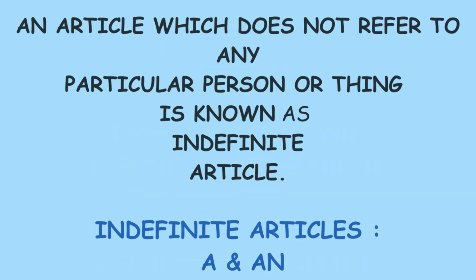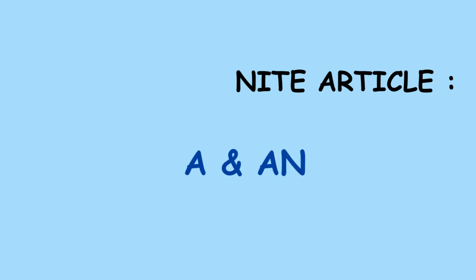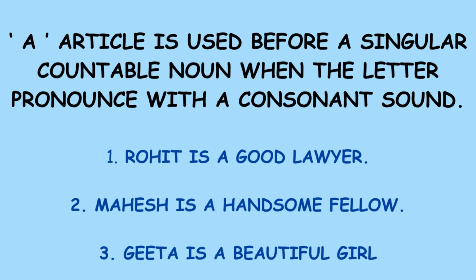Friends, an article which does not refer to any particular person or thing is known as an indefinite article. So, which are the indefinite articles? A and an are the indefinite articles. So now let's see where we use these indefinite articles. The article a is used before a singular countable noun when the word begins with a consonant sound.